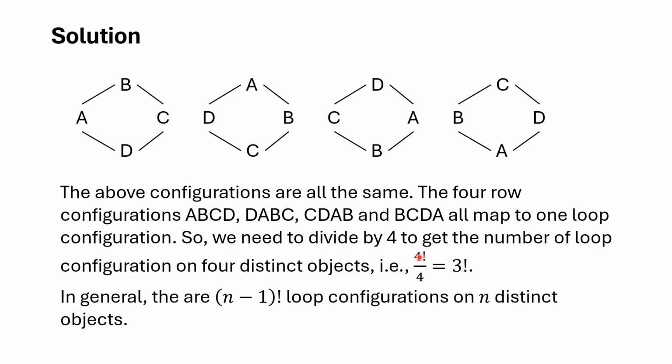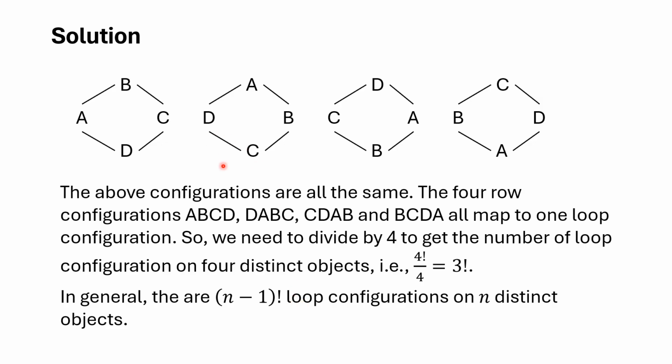would just be the 4 factorial that we found when we put them in a row, and then we'd have to divide by 4 because each one is equivalent to 4 configurations when they're in a row. So you have to divide 4 into 4 factorial. And in general, if you have n distinct objects, then there's n minus 1 factorial loop configurations or cyclic configurations, however you want to term this.